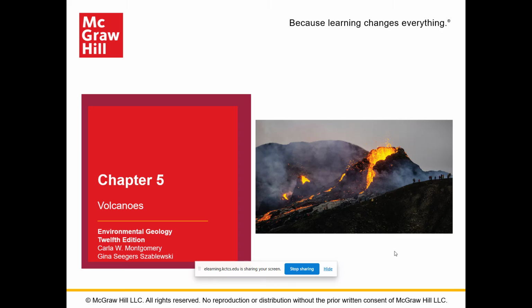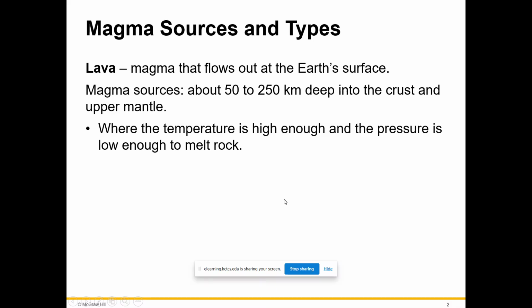All right, this is chapter 5 on volcanoes, and we will be starting this first section on magma. Magma comes from the mantle, and once it comes out to the surface, we call it lava, which gets confusing. I don't know why we have to differentiate the two, but we do.